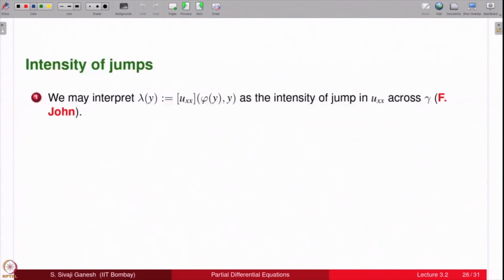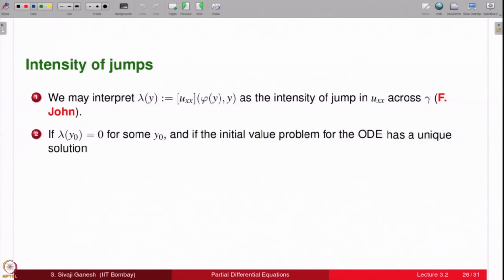Now we may interpret this lambda as the intensity of the jump in uxx across gamma. This interpretation is taken from the book of Fritz John on PDEs. So if lambda at y naught is 0 for some y naught, and if the initial value problem that we had for the ODE has a unique solution. What is the ODE that we were considering? It is that linear equation for lambda which we saw, 2 into b minus c phi dash into lambda dash plus a huge expression into lambda.